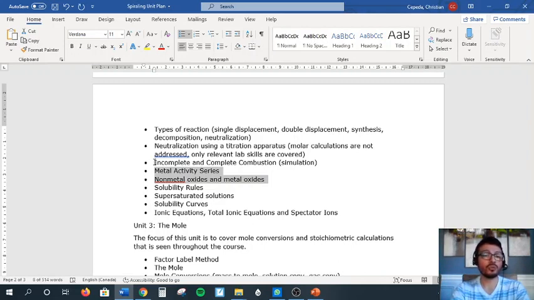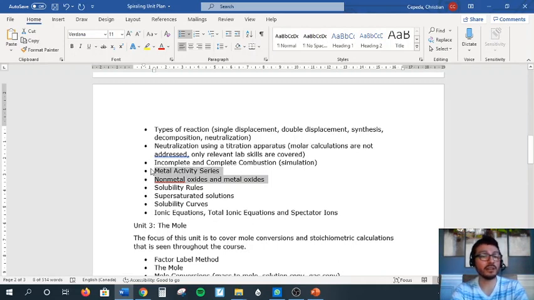Fortunately, this is a pretty short unit, so I'm going to do a couple of topics which won't even take too long. And the next thing we'll do is incomplete and complete combustion, although I think you may have actually gone over the theory. Perhaps you did in class. We'll finish off our unit then with solubility rules. So this is quite new. We'll do some practice there. And continuing with solubility curves and supersaturated solutions. And last topic is ionic equations and total ionic equations and spectator ions.